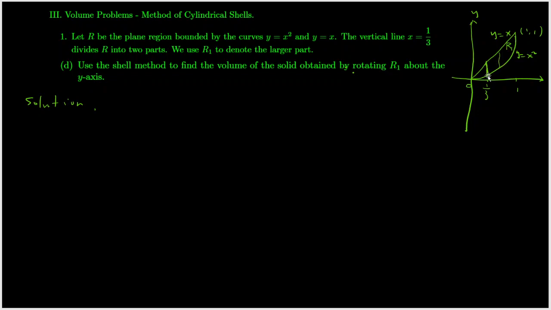Starting from the line segment in here, the line segment has two endpoints on two curves, and then you move the line segment from x value of 1/3 to x value of 1. The little line segment will trace out the entire plane region. Or alternatively, you just imagine the plane region R1 is formed by many little line segments. So does that make sense?